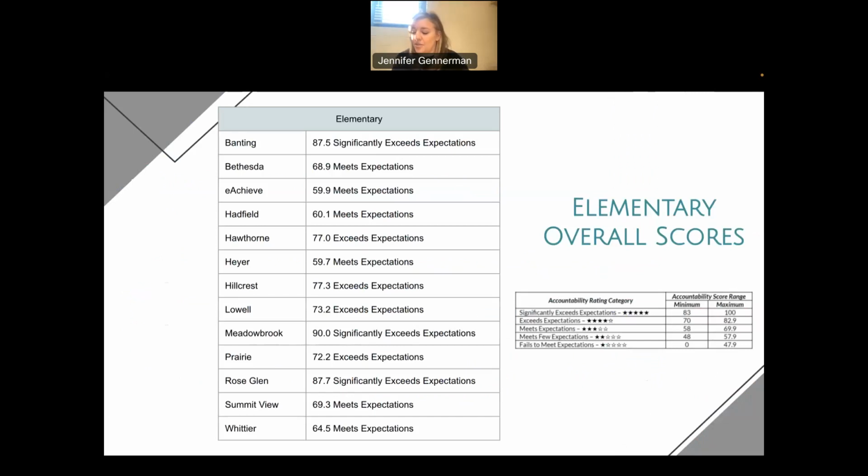At the elementary level, the overall scores range from 59.7, meets expectations, to 90, which is significantly exceeds expectations. You'll see here on the right the accountability rating categories that were shared earlier in the presentation. Waukesha STEM Academy is a K-8 school, so it is listed as its own category on the next slide. I'll give you a moment to look at all the elementary results before I move on.